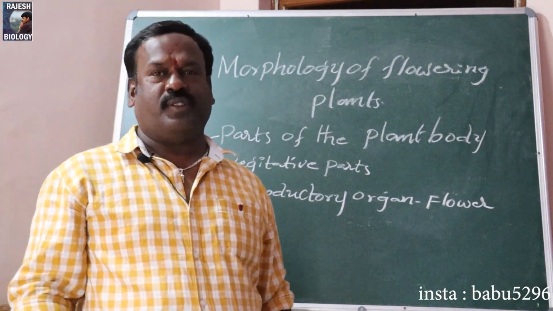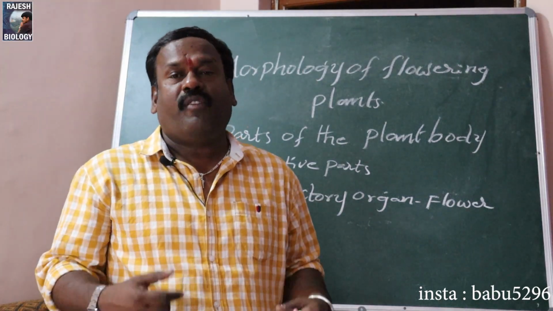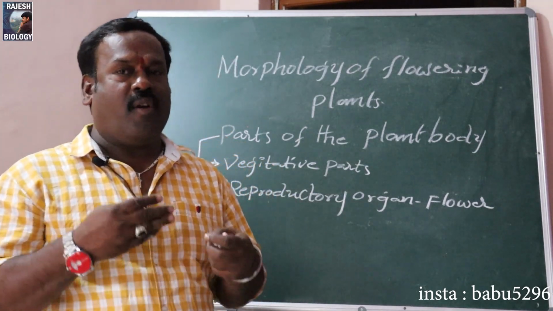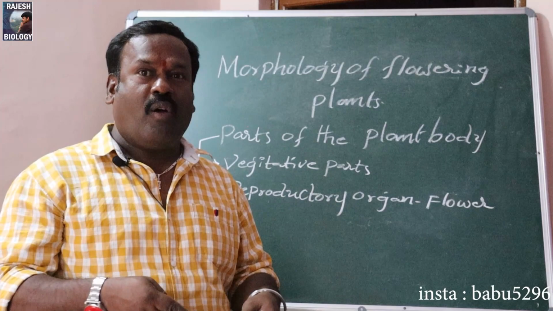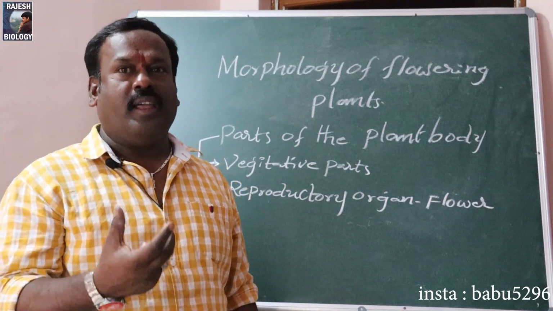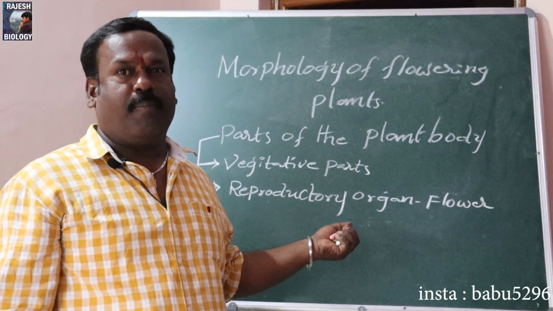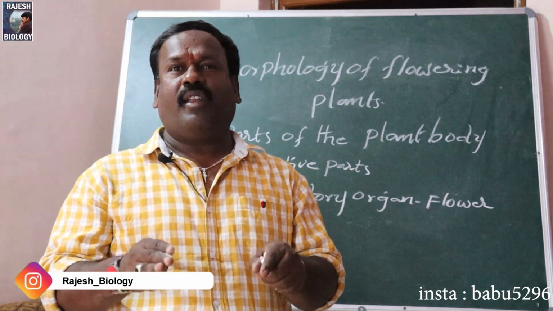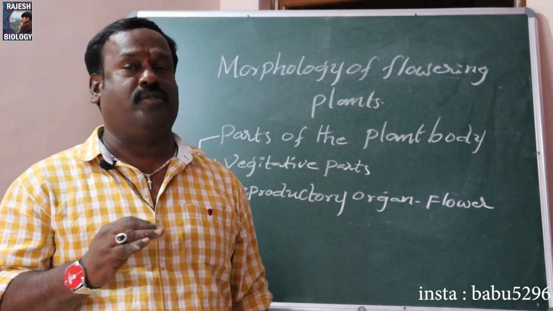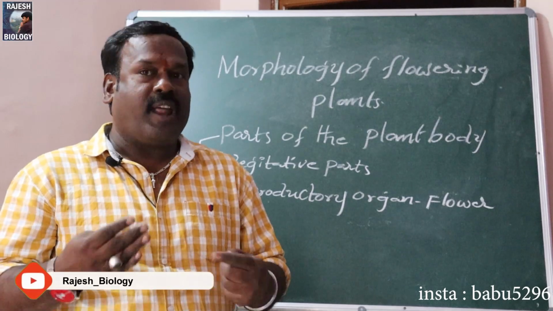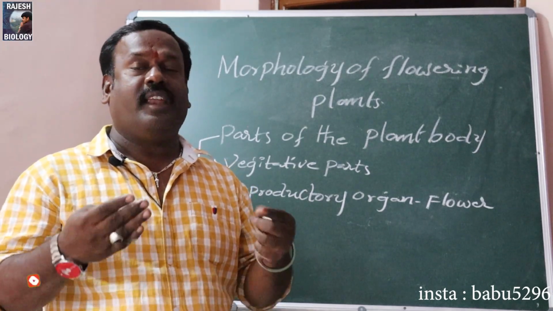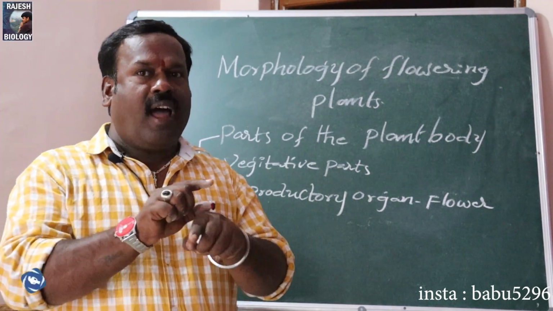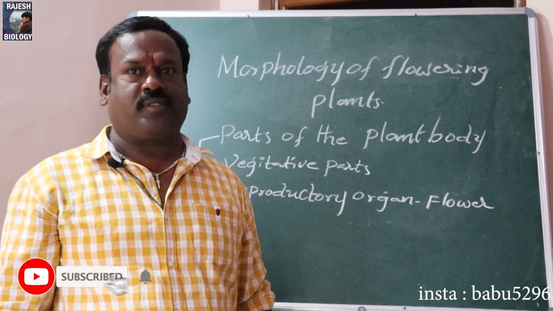Root, what is root? Where can we see the root? Root is an underground part, inside the soil we can see the root. So we say the underground portion of the plant body is known as root. Sometimes the stems are also underground, but they are not roots. All underground parts are not always roots.